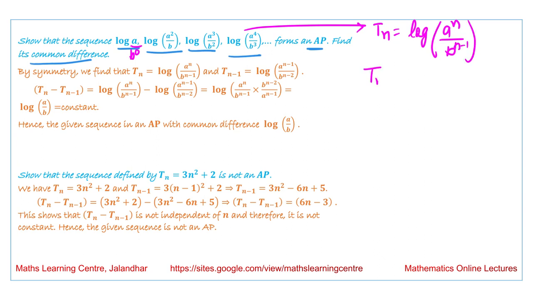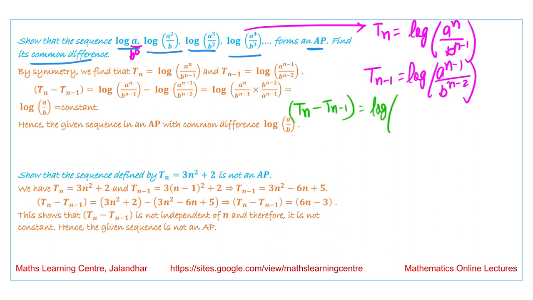So the Tn minus 1 term will be log of a raised to the power n minus 1 over b raised to the power n minus 2. Now if we subtract both these terms, the answer we have is log of a raised to the power n by b raised to the power n minus 1 minus log of a raised to the power n minus 1 by b raised to the power n minus 2.